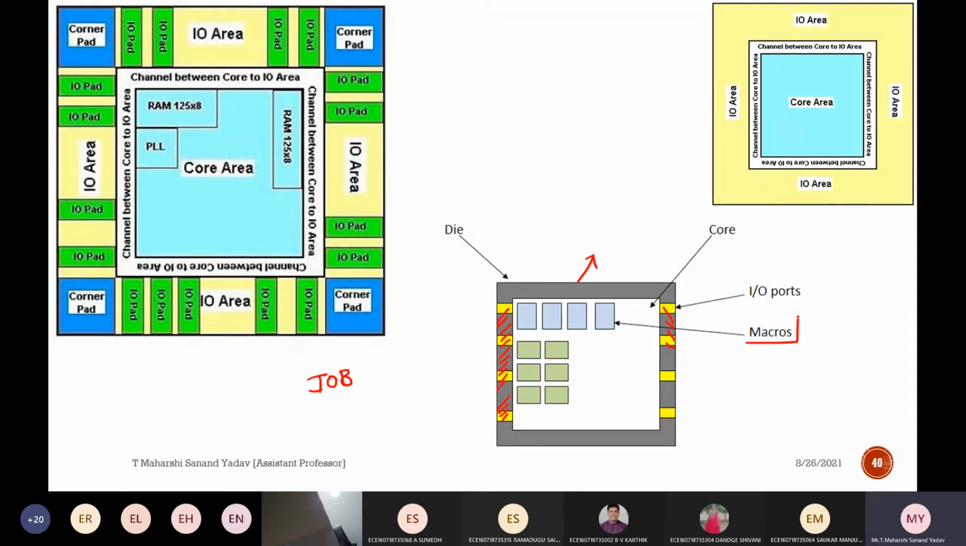You can call them macros also. You should call them macros in terms of gate array library. So there will be an array library for gate arrays also, where macros will be present. Macros are nothing but all these circuits, like combinational and sequential. So this is a major difference which you need to understand: the outer one is called the die and the inner portion is called the core.